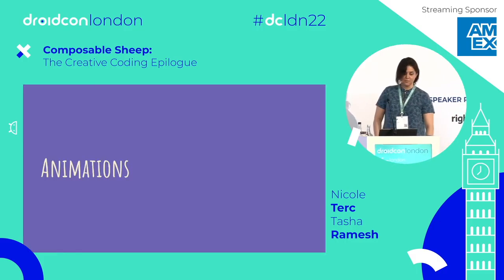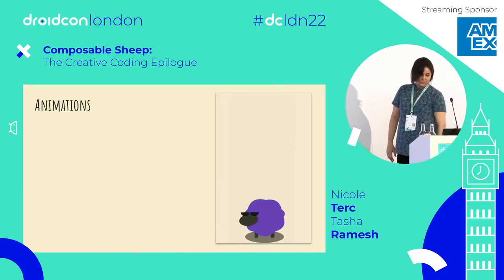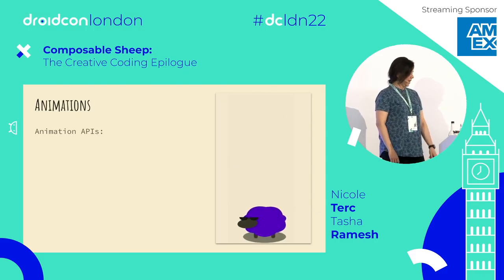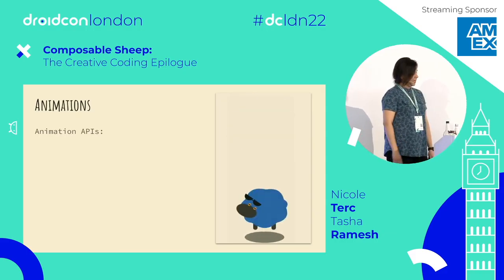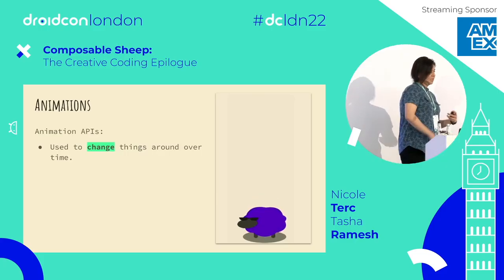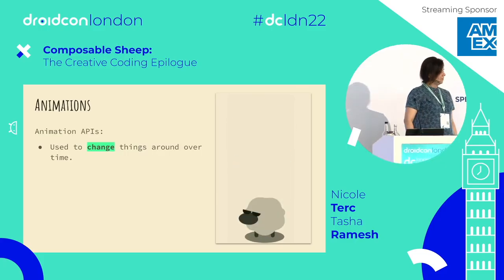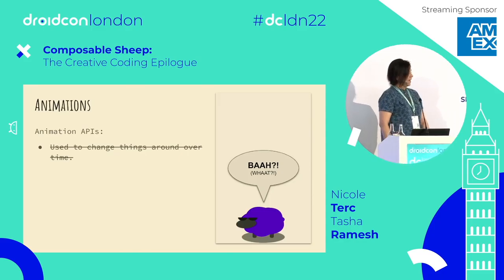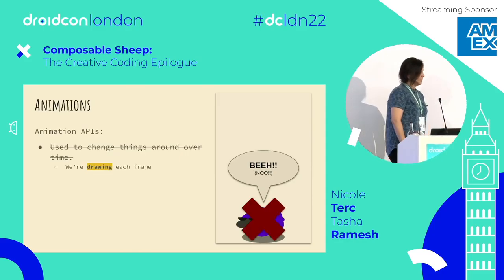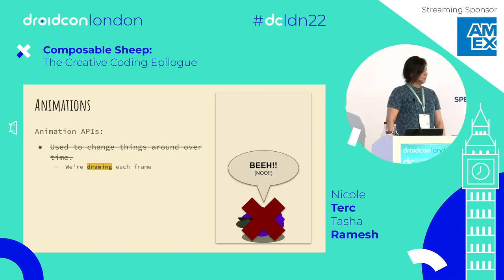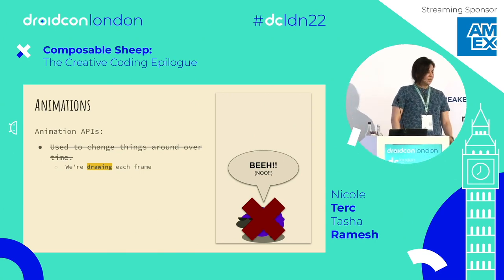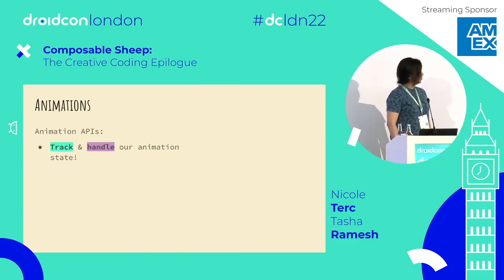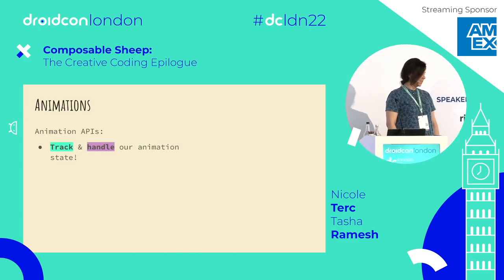What are we going to be using for animations? Of course, when one thinks of animations in Compose, the first thing that we think is in the animations APIs. Normally, these animations APIs are used to change things around, to change things slowly, to change colors, to change everything. Well, in this case, we're not going to be doing that. As I mentioned, we're going to be drawing each of the frames ourselves. So we're not going to be using most of the animation APIs. The only thing from the animation framework that we're going to use is to track and handle our animation state.